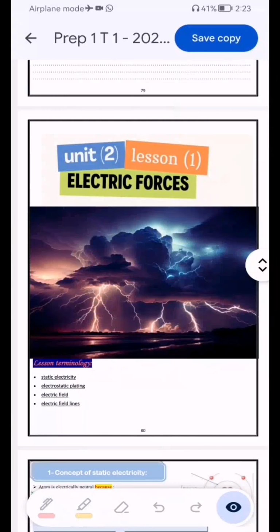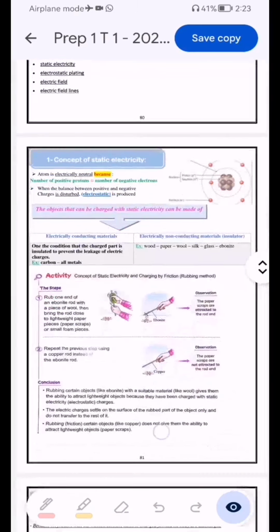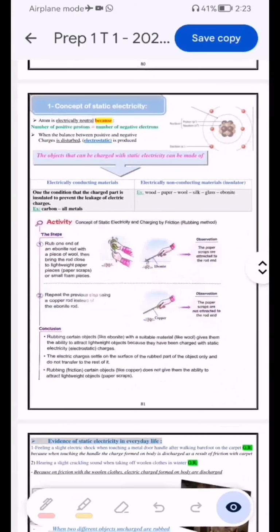In this lesson we will talk about a form of electricity called electrostatic. Let's start. Firstly, we know that the atom is neutral because the number of positive protons equals the number of negative electrons. Okay, what happens when the balance between them is disturbed? It becomes unbalanced: the number of positive charges is not equal to the number of negative charges. What happens? A form of electricity will be produced, called electrostatic.